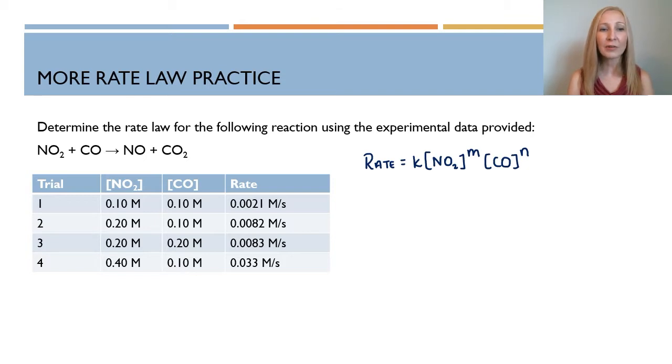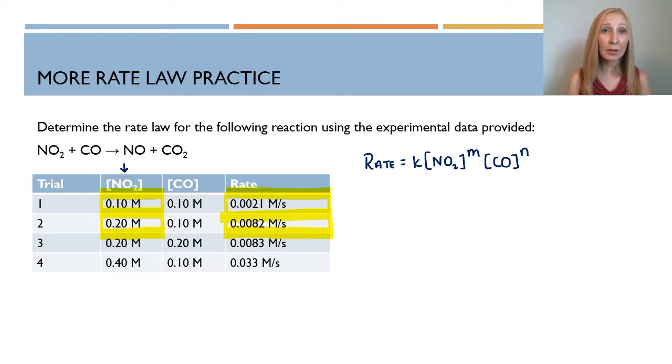And now if I want to figure out the M first, we'll figure out what the reaction order pertaining to NO2 is first. And we need to find two sets of data where carbon monoxide stays the same. So it looks like trial 1 and trial 2 are good for that. So I'm going to use trial 1 and trial 2 to compare my NO2 values because my CO values remain the same. So I'm just going to highlight here the rates and the concentrations that I'm interested in.